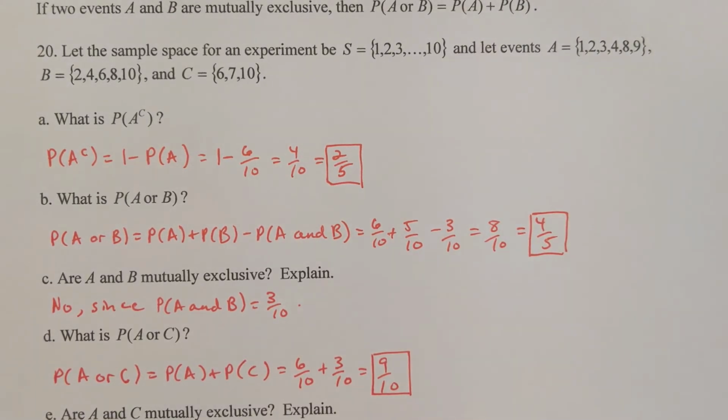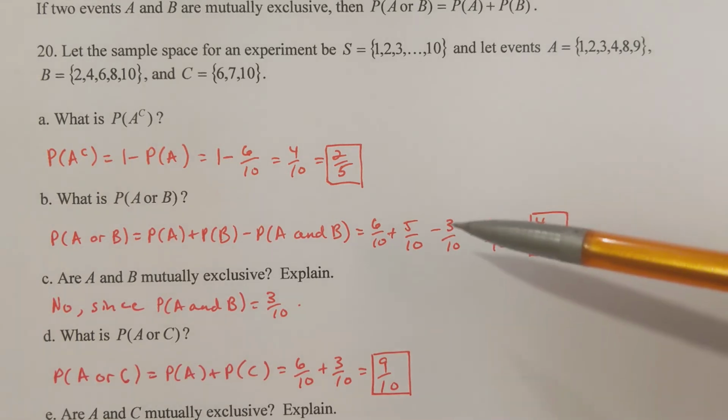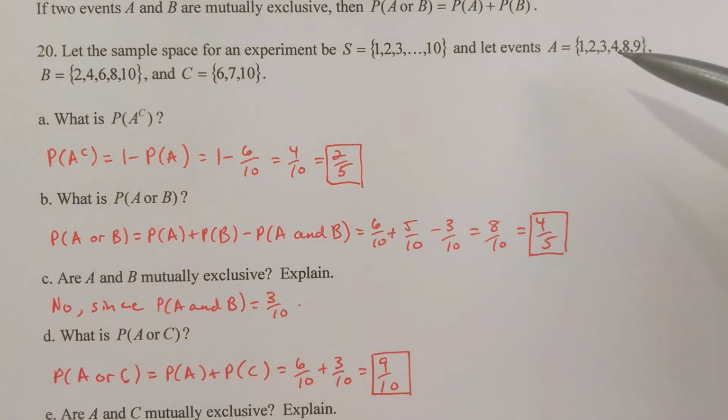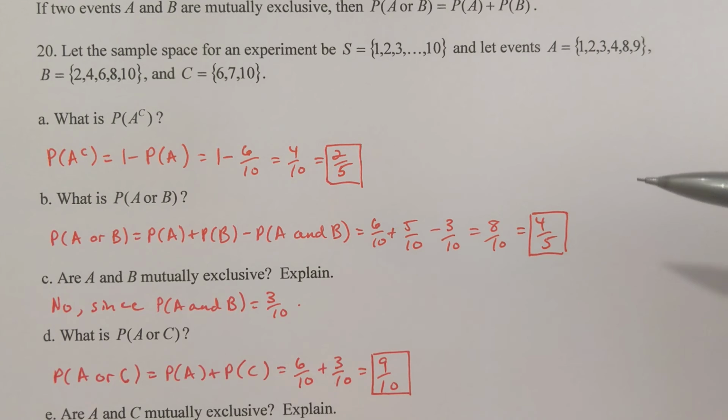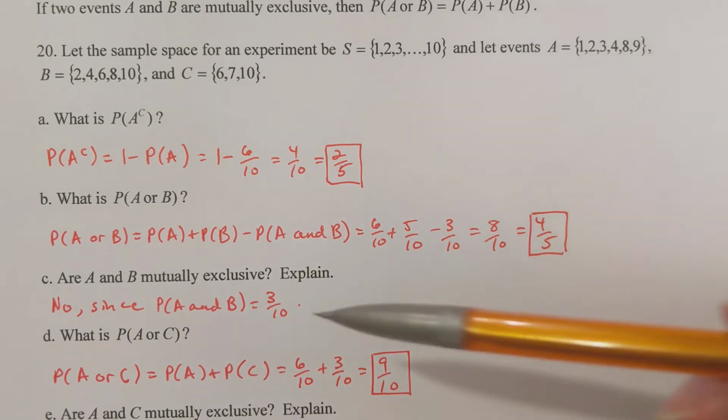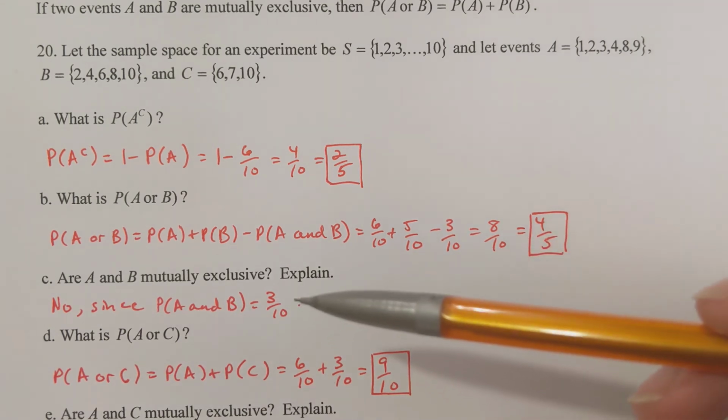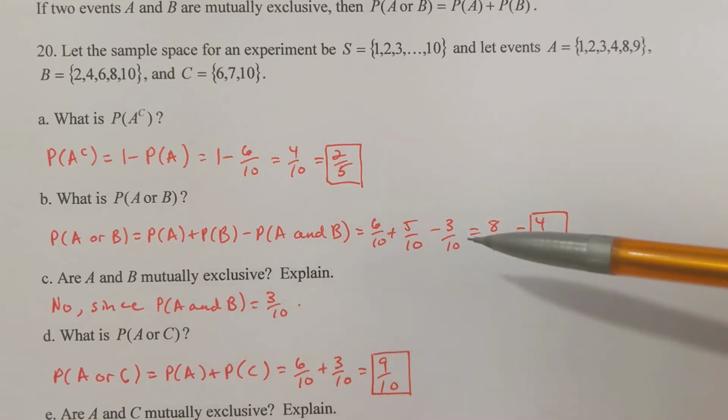Part C, are A and B mutually exclusive? No, because mutually exclusive means that the events cannot happen at the same time. And here there's 3 things. We've already said that they're the elements 2, 4, and 8 that can be seen in A and B. So no, they would not be mutually exclusive, since the probability of A and B is 3 over 10.